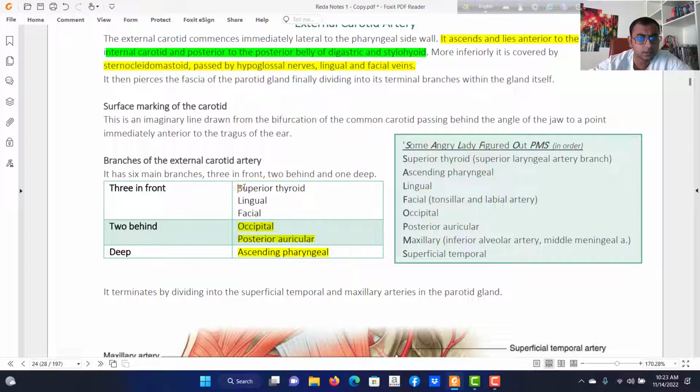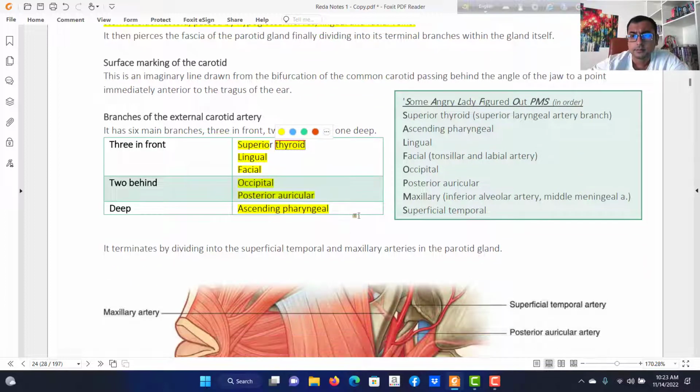And in front, the superior thyroid, lingual, and facial. Okay, lingual, facial, superior thyroid. These three are important front branches. The two behind are occipital and posterior auricular, and the deep one is the ascending pharyngeal. So if you want to memorize it, there is a mnemonic: some angry lady figured out PMS.